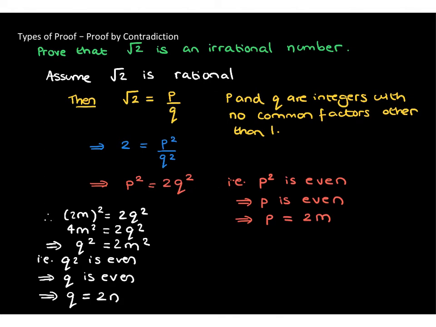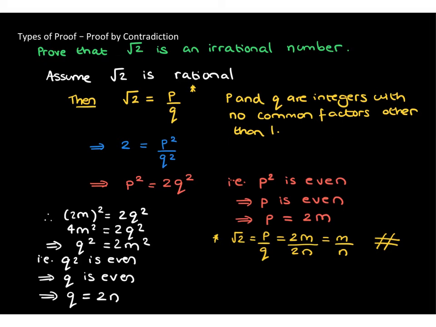Now, if we then go back to this statement up here, this tells me that root 2, which is equal to p over q, can be written as 2m over 2n, or m over n. Now we have a contradiction here, and a problem, because we said that p and q were integers with no common factors other than 1, and we've shown that's not the case. They're both even, so they have a common factor of 2, and here is our contradiction.